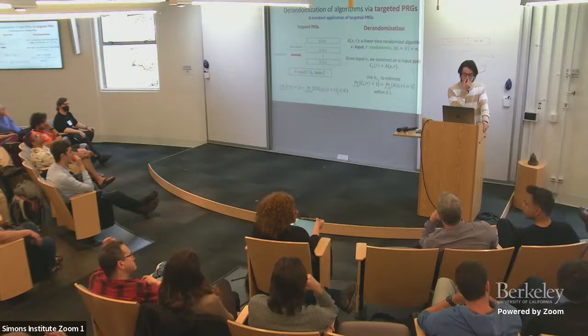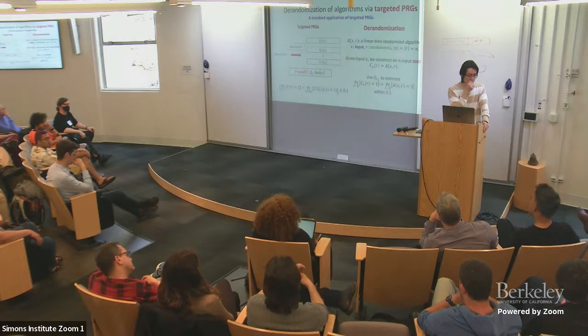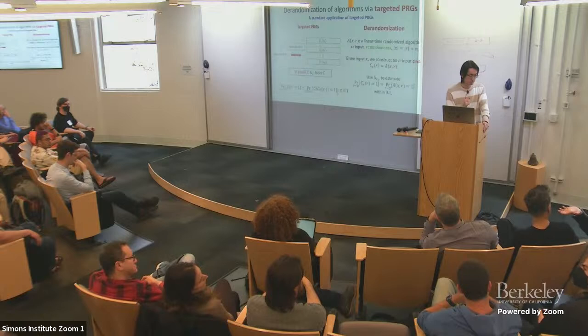You're not trying to simulate C. You are trying to fool C. Like C is the distinguisher. That's the targeted generator regime. You cannot fully rely on the generator.